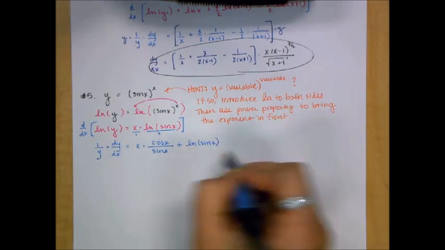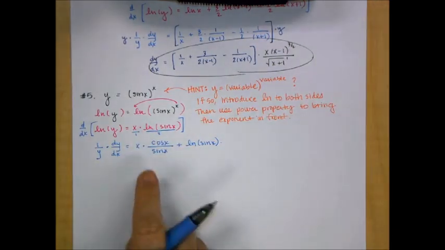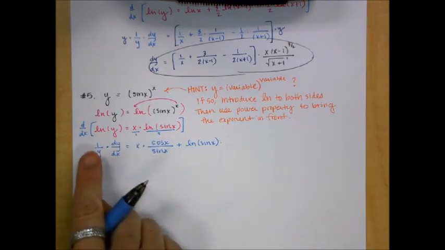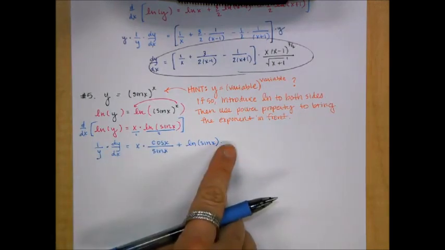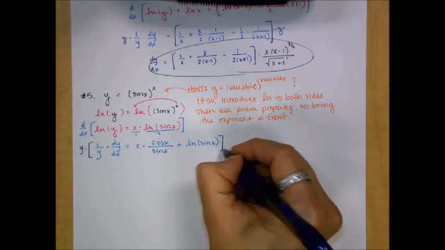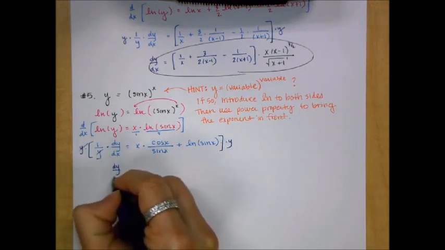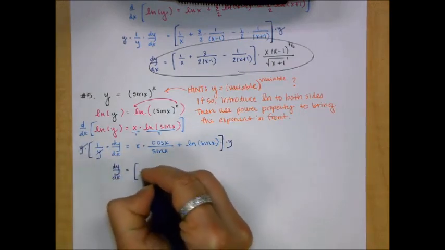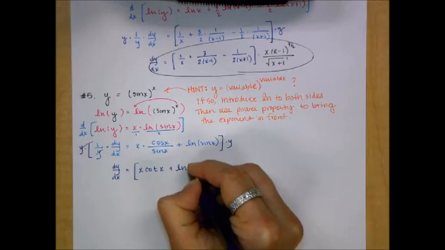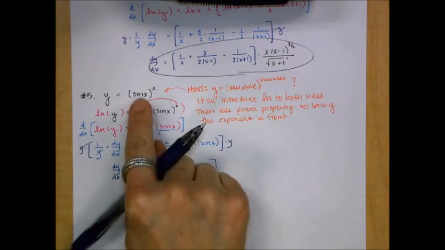So besides simplifying cosine over sine to cotangent, we just need to multiply by y over here to the right side like we did last time. So that reduces the y's. You're left with dy dx, which is what you're solving for, is equal to x times cotangent x plus the natural log of sine x times y, which was sine to the power x. And that's your answer there for number 5.